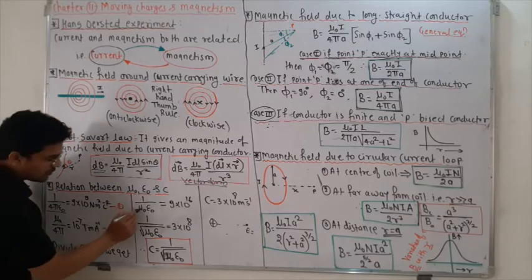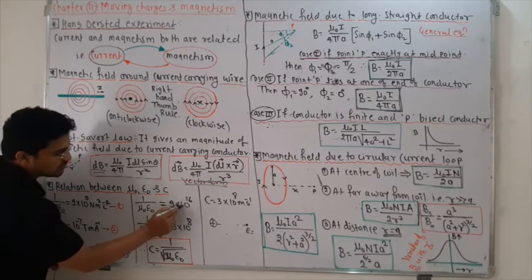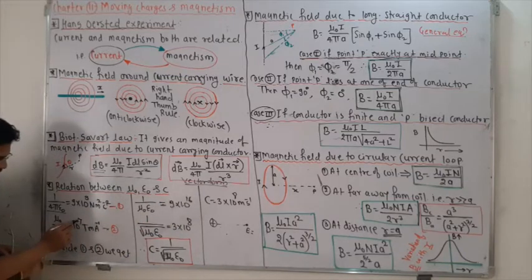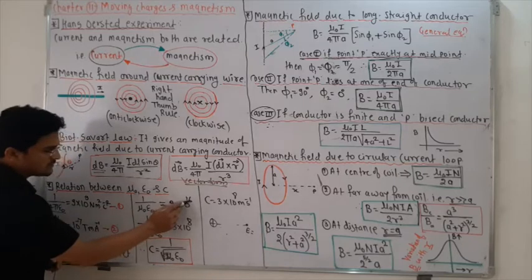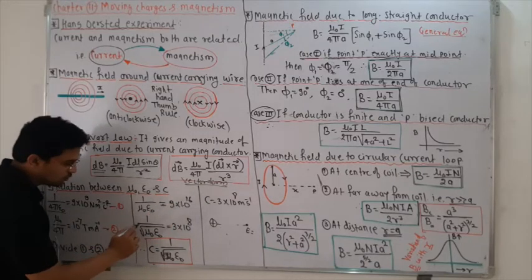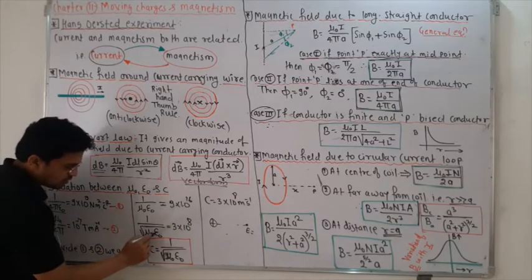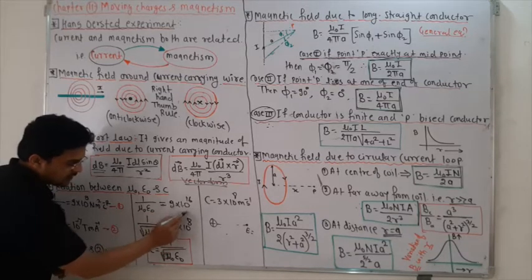So left is what, 1 upon mu naught is equal to what, 9 into 10 to the power of 16. Why 16? Because 10 to the power of minus 7 will move up and become plus 7. So 9 plus 7, 16. So take the root, you will get under root of 1 upon mu naught epsilon naught equal to what, root of 9 is 3, and root of 10 to the power of 16 becomes 10 to the power of 8.